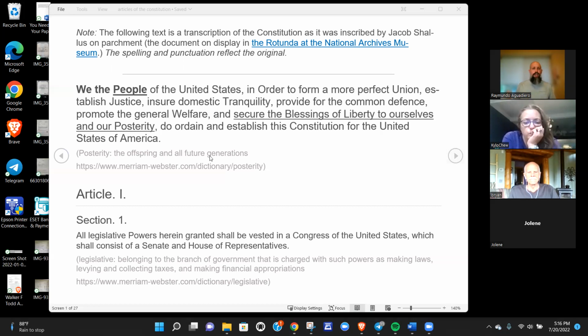So, okay, moving on. I added some definitions here, just words that jumped out at me that I didn't readily understand. So when it says here, the blessings of liberty to ourselves and our posterity, that's our offspring and our future generations. So that's us, that's everybody.